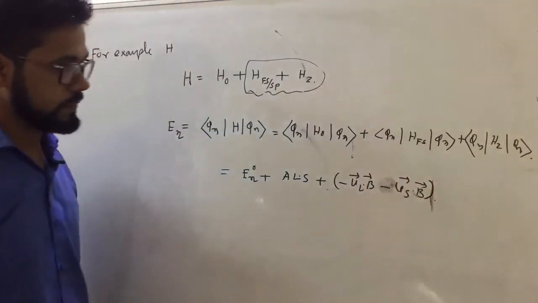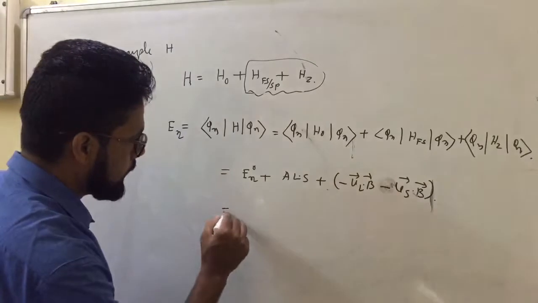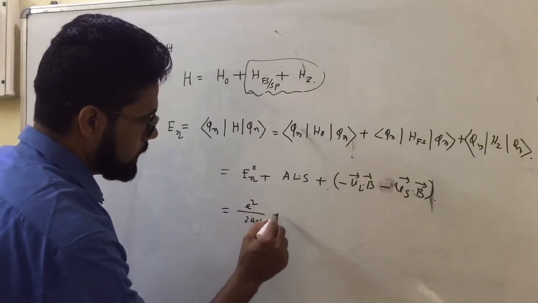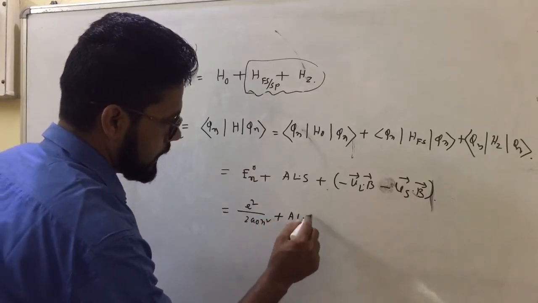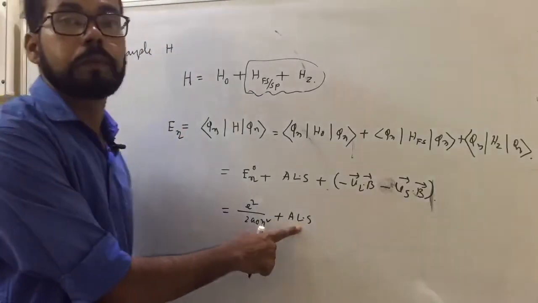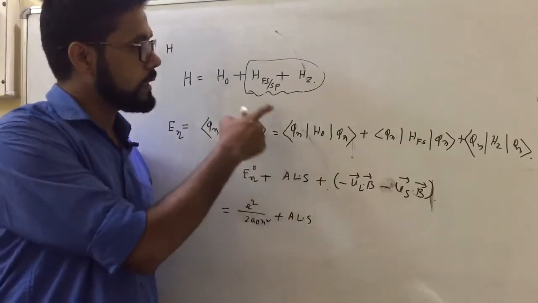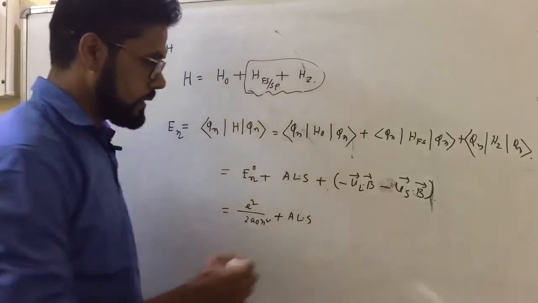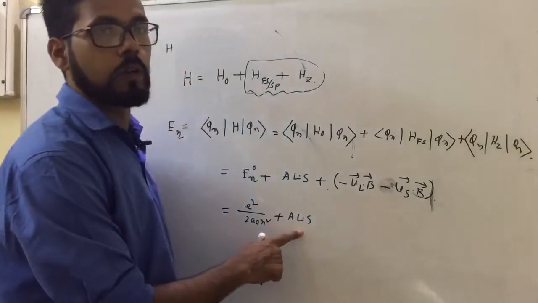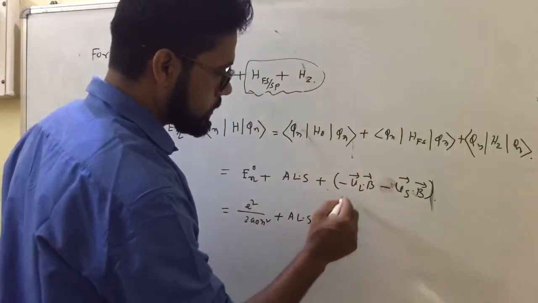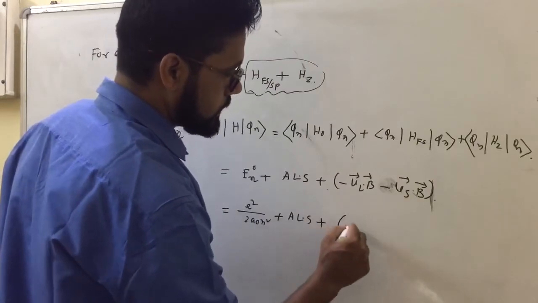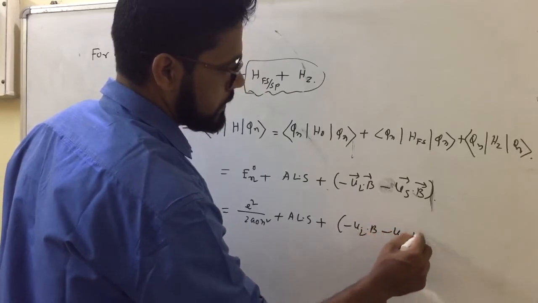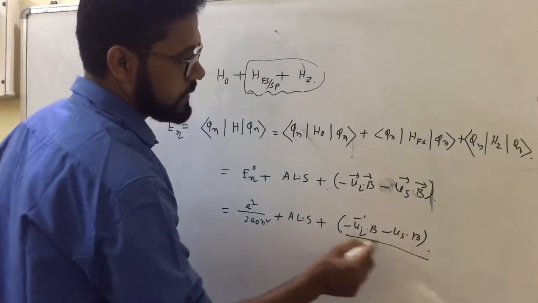This is the energy, and this is the original hydrogen atom energy, which is equal to e square by twice a naught n square, plus this L dot S. This is known as the spin orbit interaction term. You can say fine structure energy. L dot S means spin orbit interaction, and this part is known as the Zeeman energy, minus mu L dot B minus mu S dot B.